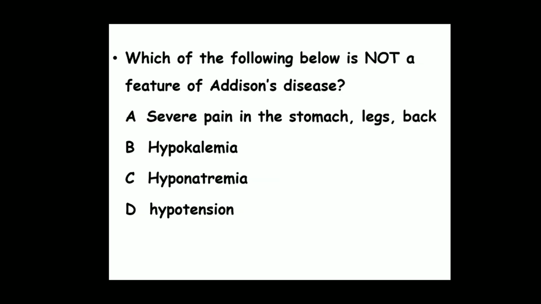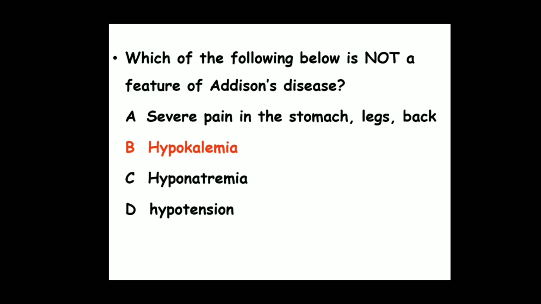Which of the following below is not a feature of Addison's disease? Severe pain in the stomach, legs, and back, hypokalemia, hyponatremia, hypotension. Which is not a feature of Addison's disease? Try to recall the electrolyte imbalances that happen in Addison's. Yes, it is hyperkalemia that usually happens in Addison's, not hypokalemia.